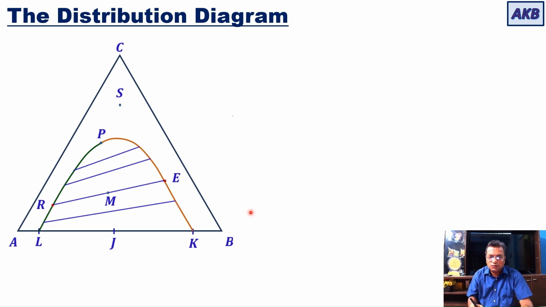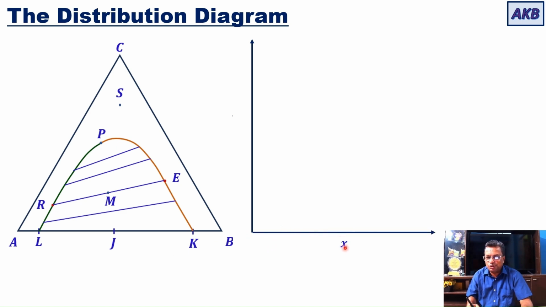Okay, now let us understand how we get the distribution diagram and the distribution curve from the tie line data. For that, I am showing the binodal solubility curve that I discussed. And now let us draw the distribution diagram. On the x-axis, we are going to plot X, which is the weight fraction in the raffinate phase. On the y-axis, we are going to plot Y, which is the weight fraction in the extract phase. And then for reference, I am going to draw a diagonal line. This is the diagonal line.